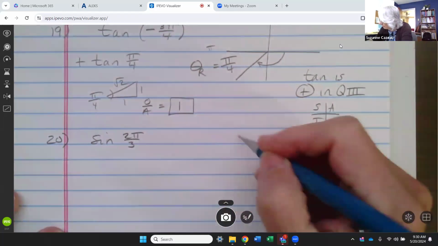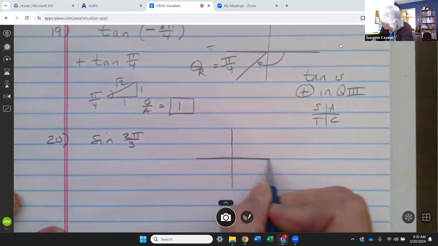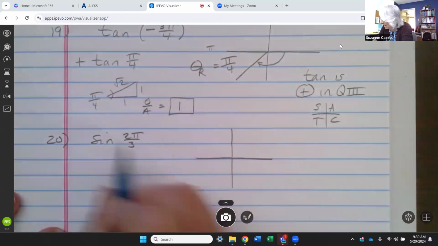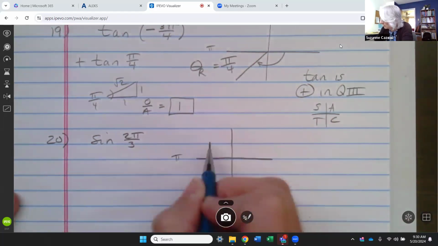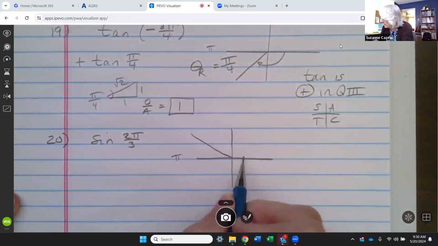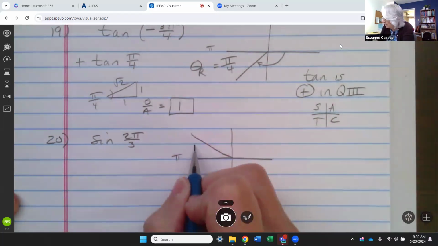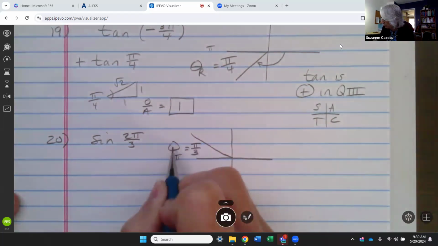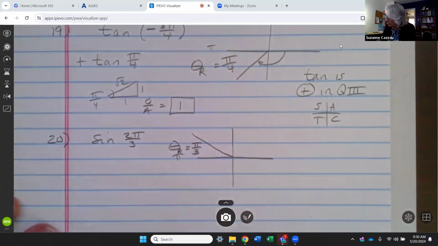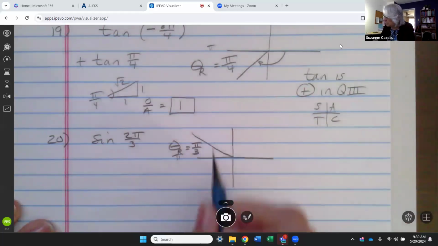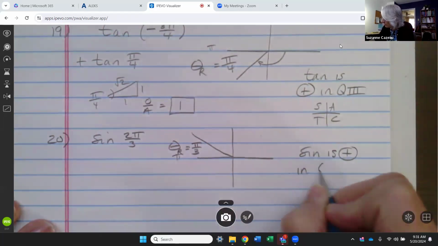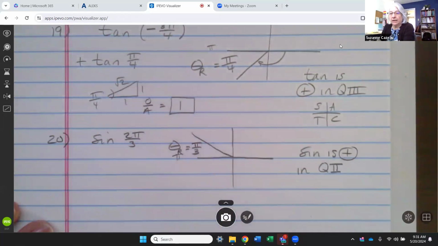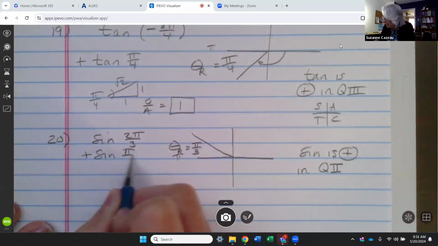Where is 2 pi over 3? I'm going this direction because it's positive 2 pi over 3. And 2/3 of the way over to pi lands me in here somewhere. This is 2/3, so this is 1/3. So this is pi over 3 in here. That's your reference angle. So that means we're equivalent to what? Now, all students take calculus. Sine is positive in quadrant 2. So we're equivalent to a positive sine of pi over 3.